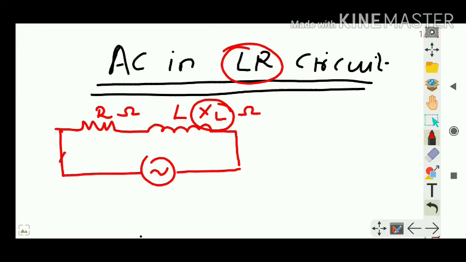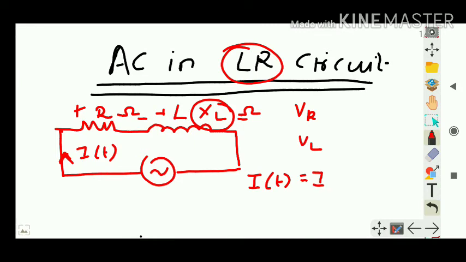Let's say I of t is the current which is flowing through this circuit. The voltage across the resistance, let's name it as VR, and the potential difference across the inductor, let's name it as VL. Since I of t is the current flowing through the circuit, I'm going to write it as I naught sin omega t. It's a sinusoidal waveform, hence I am writing it in this form.